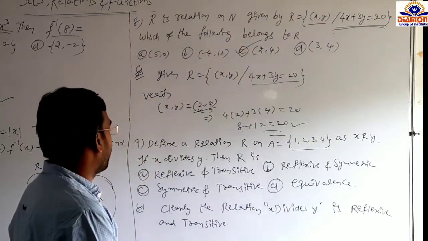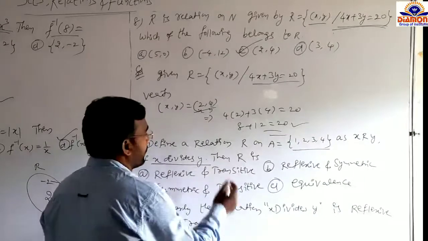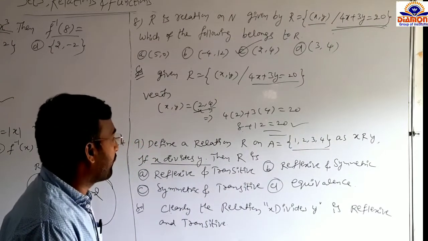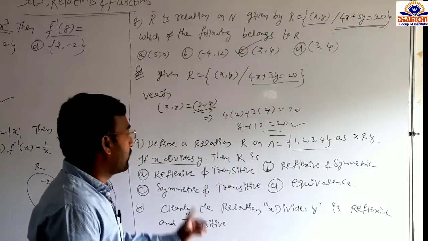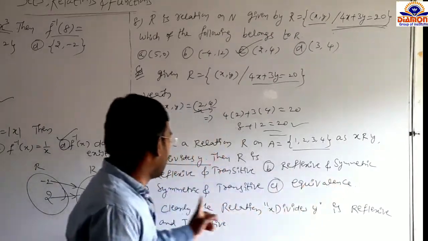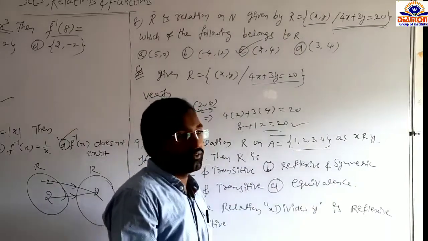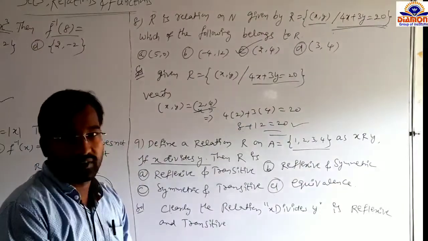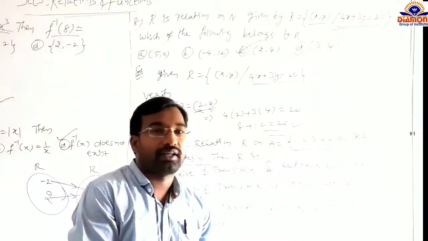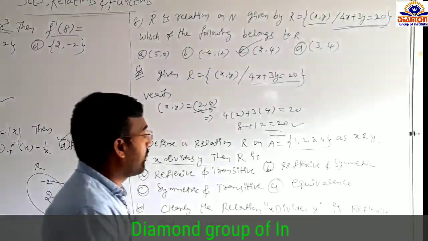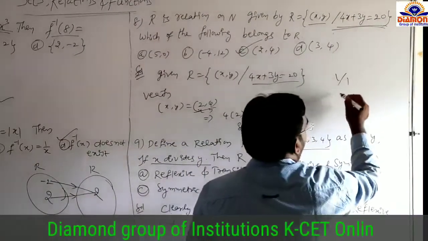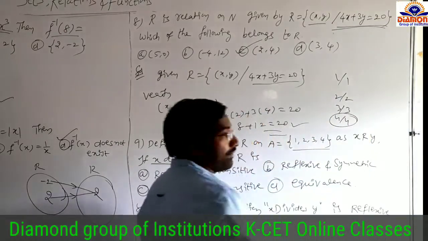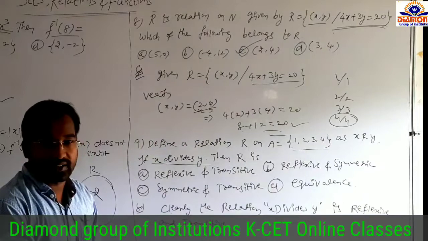Next, define a relation R on the set 1, 2, 3, 4 as x relation y if x divides y. Then R is? Reflexive, transitive, reflexive and symmetric, or transitive and equivalence. Which condition is satisfied? The given relation is x divides y. Always a number divides itself. So 1 divides 1, 2 divides 2, 3 divides 3, 4 divides 4. A number divides itself only. So that means it is clearly reflexive.